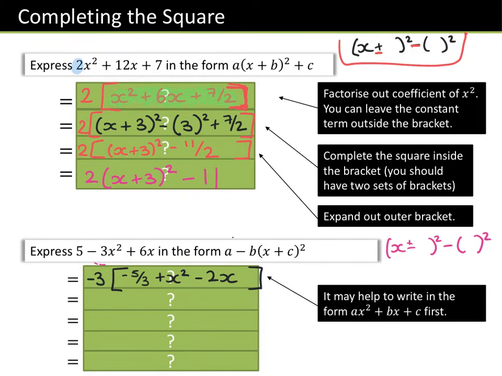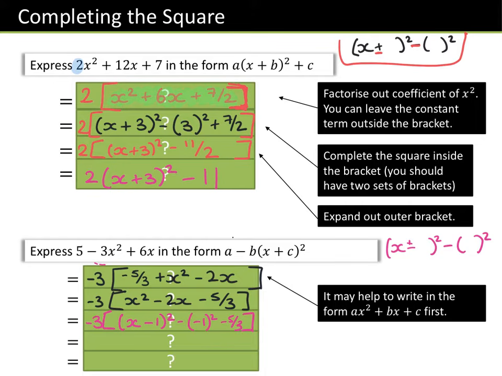I'm going to rewrite this. Minus 3 bracket, and I'm going to write it in the form x squared minus 2x minus 5 over 3 and close bracket. Now I have it in the form I need it. So I'm going to leave my minus 3 on the outside. The coefficient of x squared is 1. So now I'm going to put it in completed square form. Bracket x minus 1 squared, minus 1 squared, minus 5 over 3.